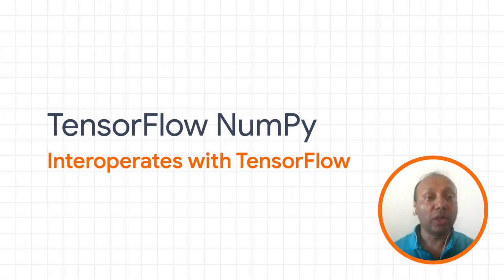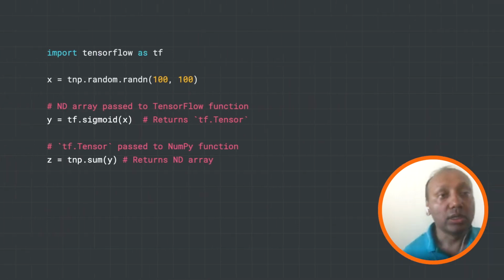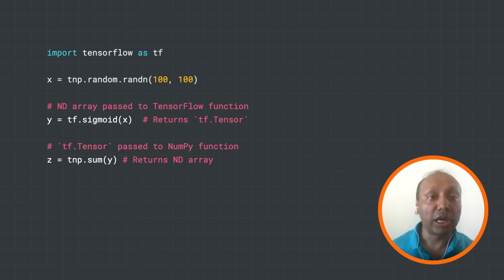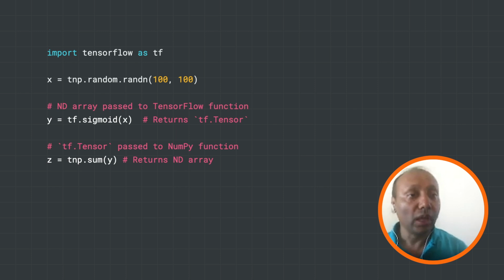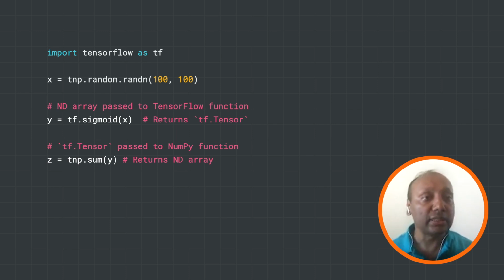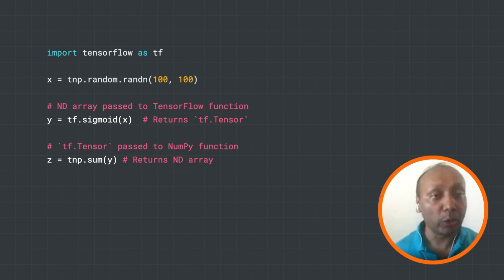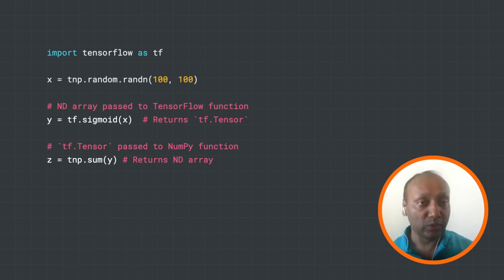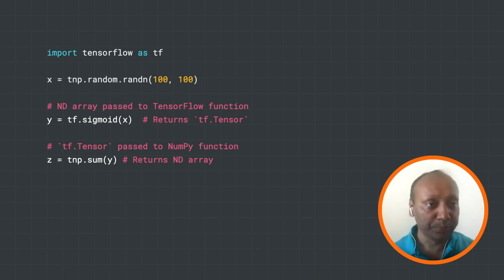All right, so next we'll jump into TensorFlow interoperability. Similar to NumPy, we can also start mixing and matching TensorFlow NumPy functions with TensorFlow functions. Here we import TensorFlow first as tf. We create a NumPy ND array, and then we call a TensorFlow function, tf.sigmoid, on this value. How that works, again, is this NumPy ND array is converted to a TensorFlow tensor, and the return value is a TensorFlow tensor as well.